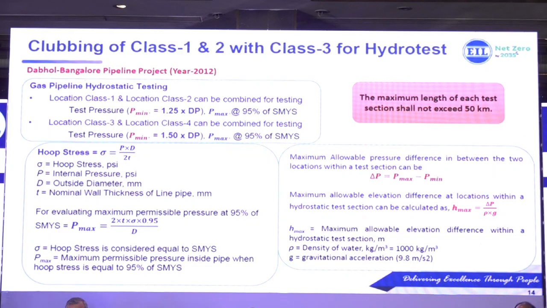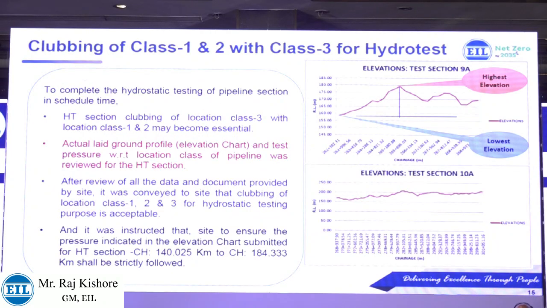Now, clubbing of hydro test sections, if you see class 1, class 2. Normally in a gas pipeline, we can club class 1 with class 2, class 2 with class 3, and class 3 with class 4. But class 3 cannot be combined with class 1. But you have to calculate, and based on the real case, based on the ground profile, we can club that, because the pressure at the highest elevation will be lowest, and at the lowest elevation will be the highest.